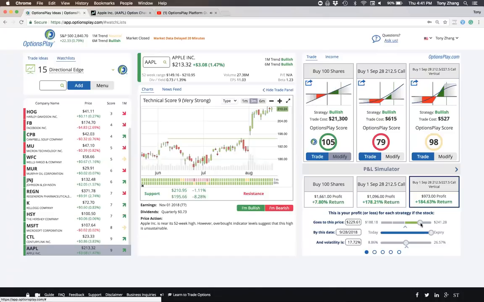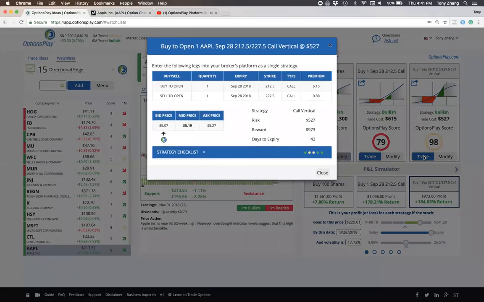One of the most common things that we hear from traders about why they don't trade options, or why they're afraid to trade options, is because they're perceived to be risky and they don't understand that risk. And that's really why we created the P&L Simulator, so that you fully understand the risk before you place a trade. And once you've honed in on a trade that you want to make, once again, you hit the trade button. We even have a strategy checklist.